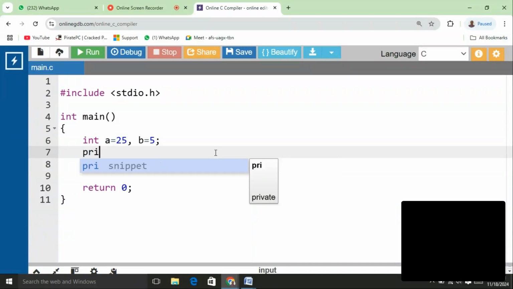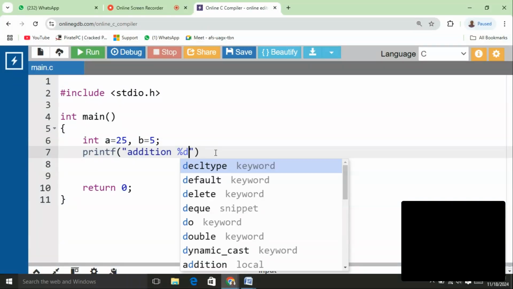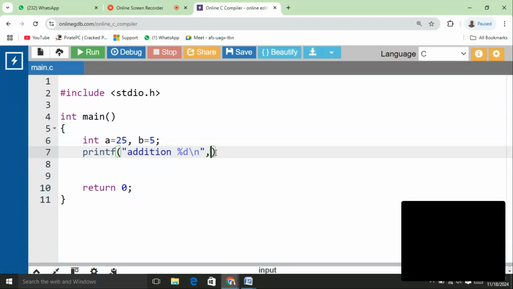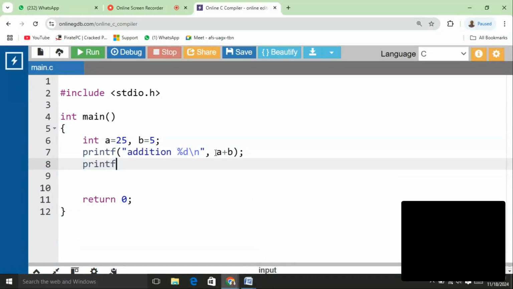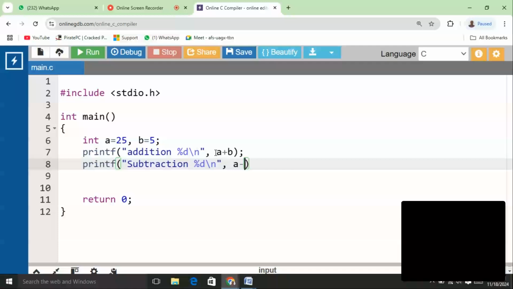Now I am going to write printf. We know that printf is the output statement, right? Addition, percentage d is used to print integer values, and backslash n is an escape sequence to transfer the control to the next line, and a plus b, right? In the same way I am going to write the remaining printf statements. Next, subtraction, percentage d backslash n comma a minus b.